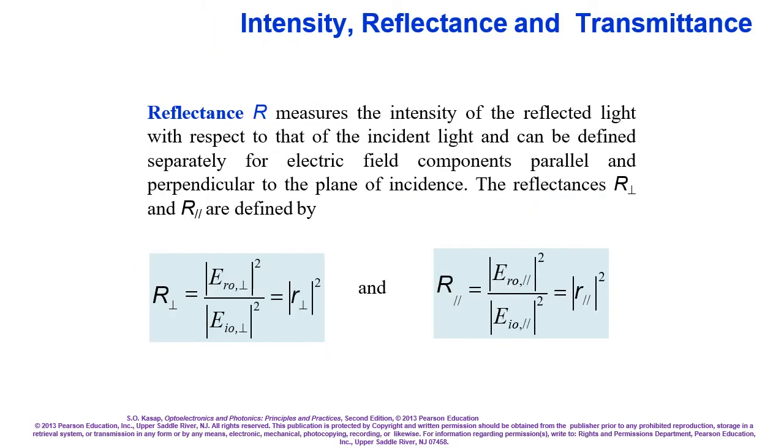Intensity, reflectance, and transmittance. Reflectance R measures the intensity of the reflected light with respect to that of the incident light, and can be defined separately for the electric field component parallel and perpendicular to the plane of incidence. So these two are the equations for the reflectance for the parallel and perpendicular planes of incidence.